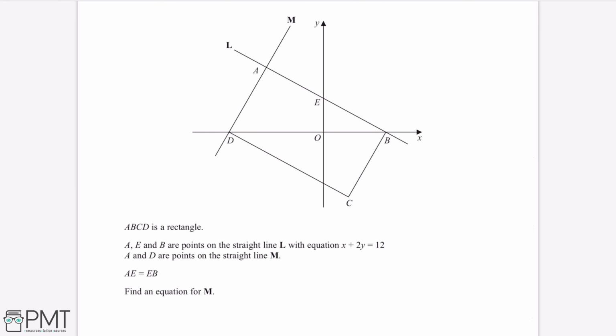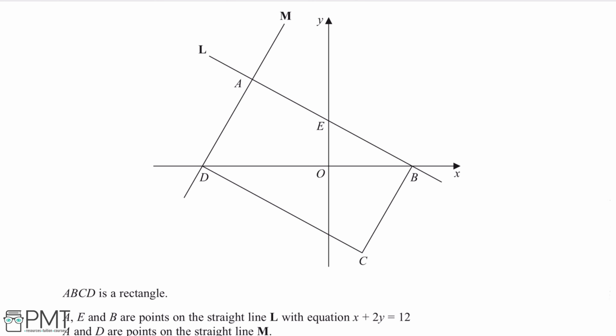ABCD is a rectangle. A, E and B are points on the straight line L with equation x plus 2y equals 12. A and D are points on the straight line M. AE equals EB. Find an equation for M.